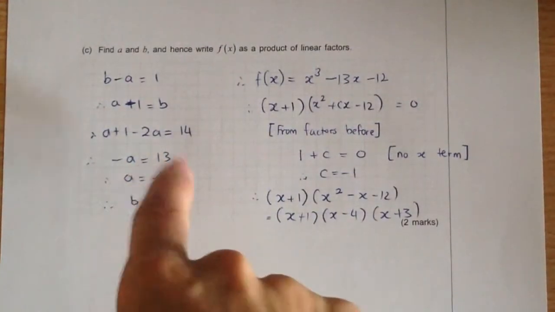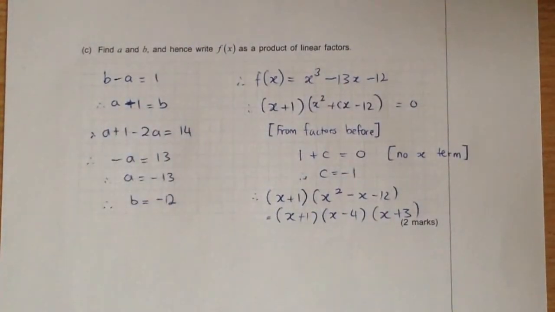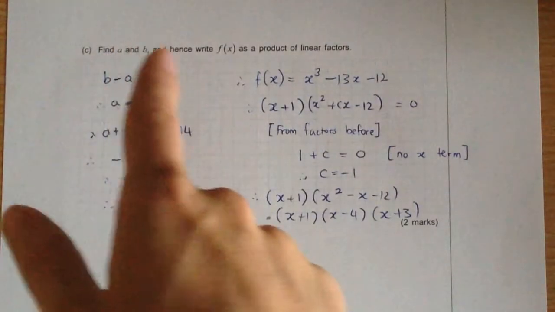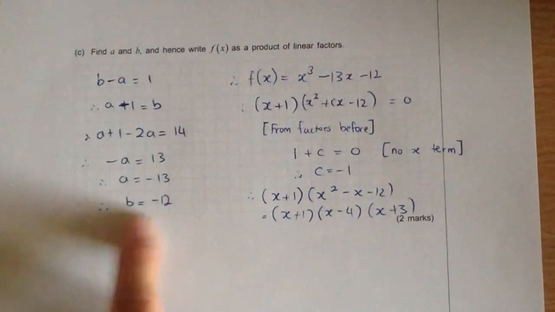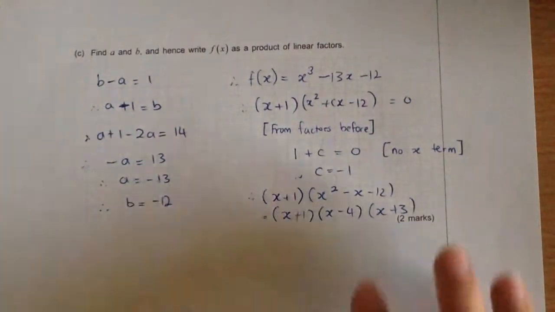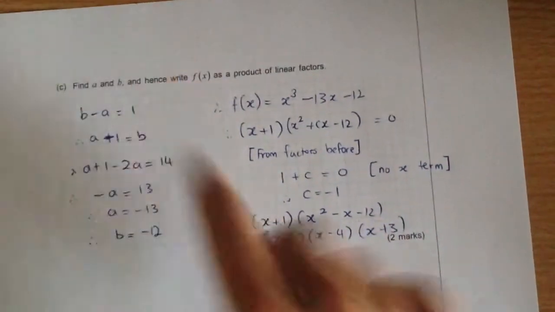So from this we know that negative a is 13 just upon simplification, and therefore a is equal to negative 13. What we're doing there is multiplying both sides by negative 1. Using our condition where b take a equals 1, we can then identify that b is going to be equal to negative 12. So we've found a and b, so we've done the first half of this question.